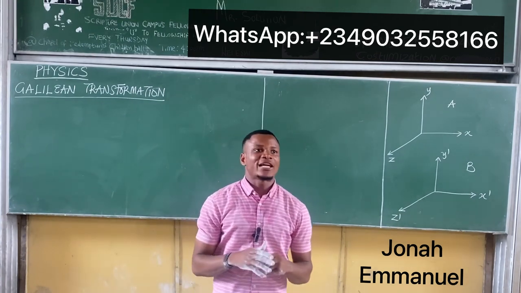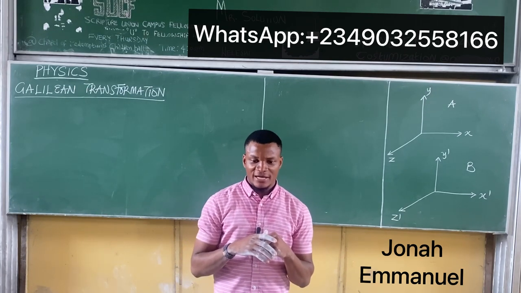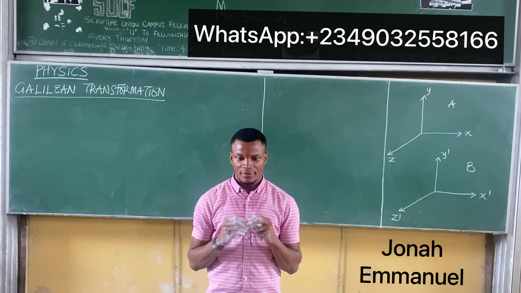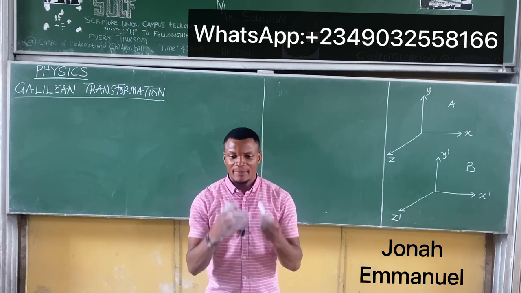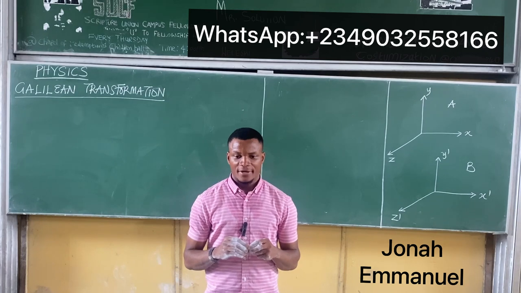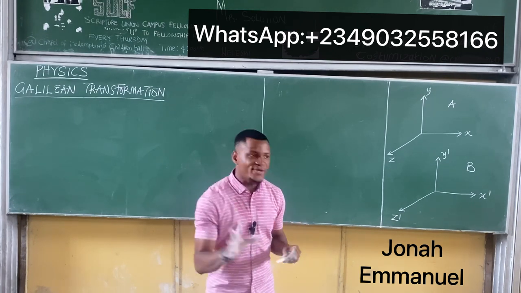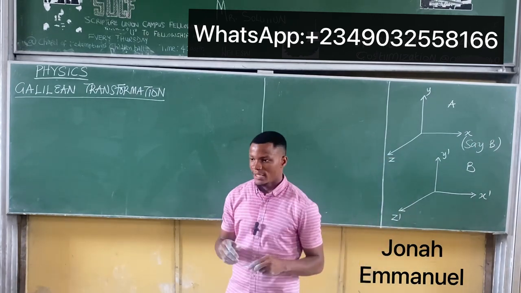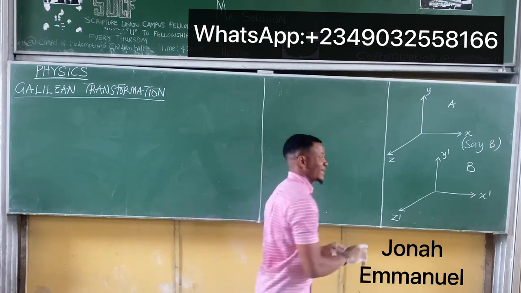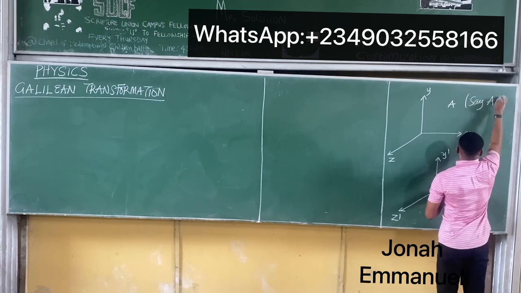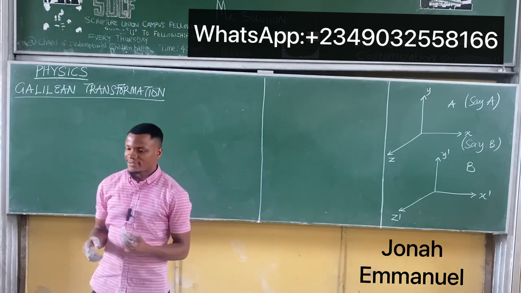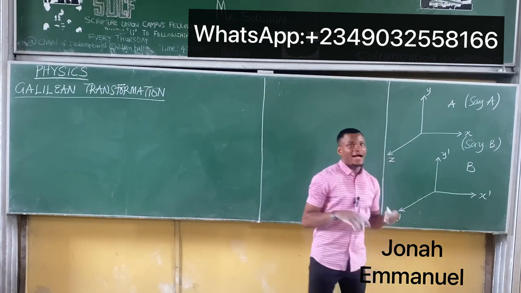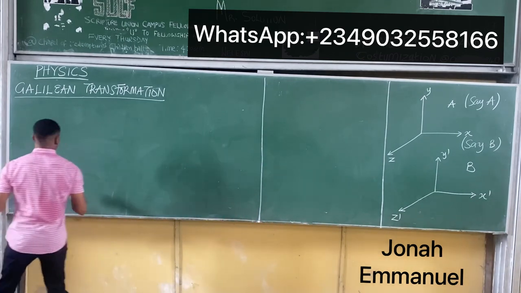For Galilean transformation, we express the coordinates of a particular body, in brackets, say B, as measured by another body, in brackets, say A. In Galilean invariance, or transformation equation, we express the coordinates of one body, say B, as measured by another body, say A, as shown below.